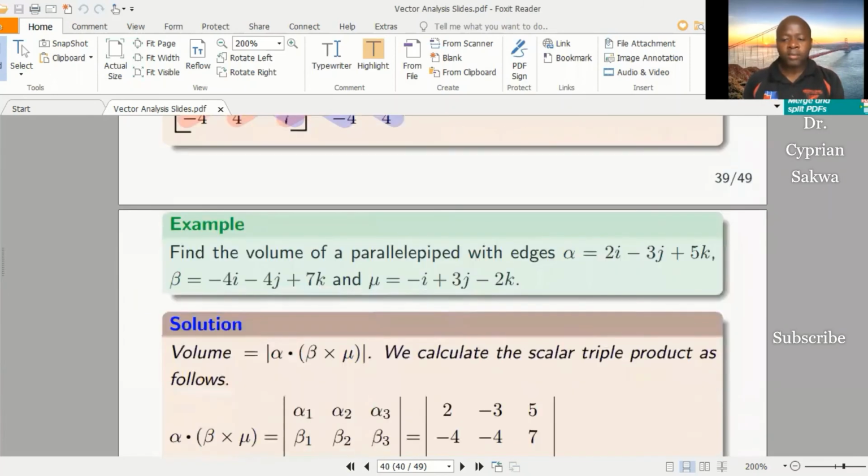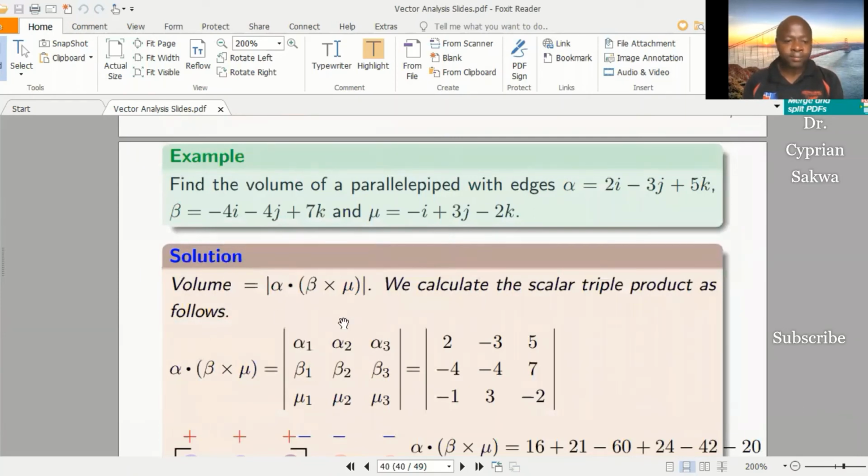Let's look at another example to make it clear to us. The question is, find the volume of a parallelepiped with the edges. These are the edges. So again, what we're supposed to do is just to get the scalar triple product and then get the modulus of the answer. And so the same thing, I have the coefficients of alpha, they're here, 2, -3, 5. The coefficients of beta, which are -4, -4, 7, and the coefficients of mu, which are -1, 3, -2.